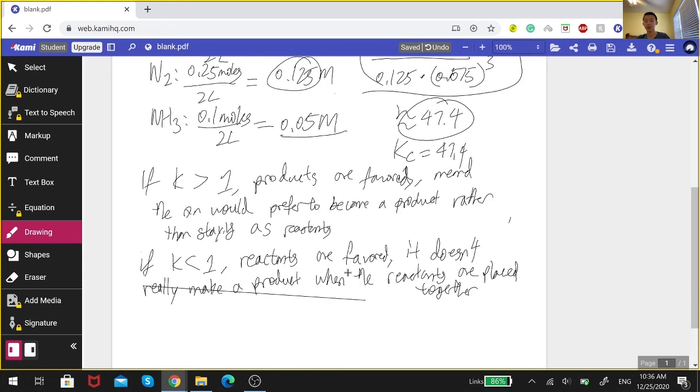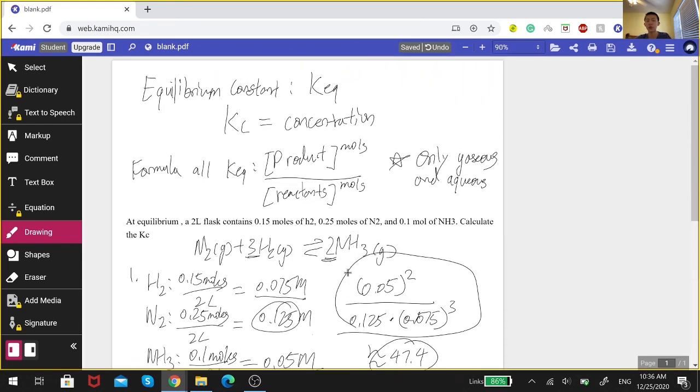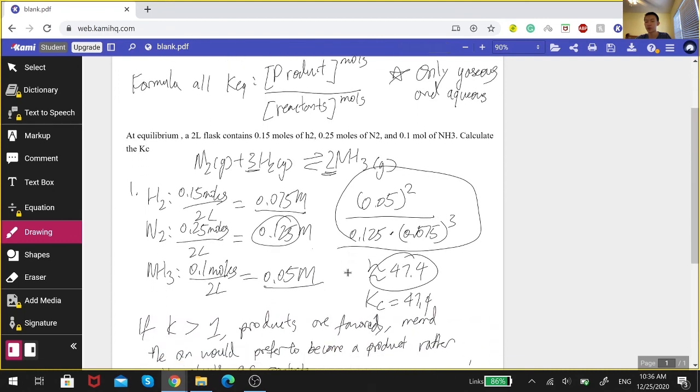So this is it for an introduction to equilibrium. And in the next video, we'll do some more examples and introduce you to the ICE chart.